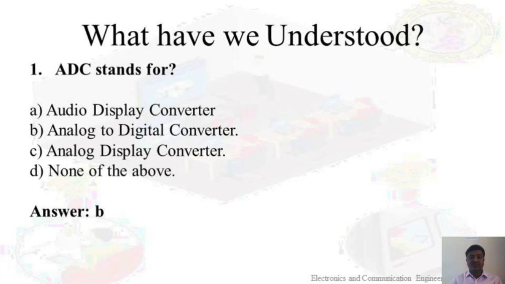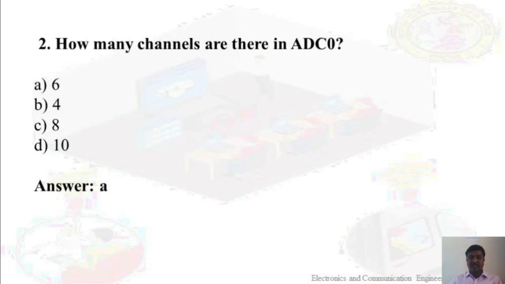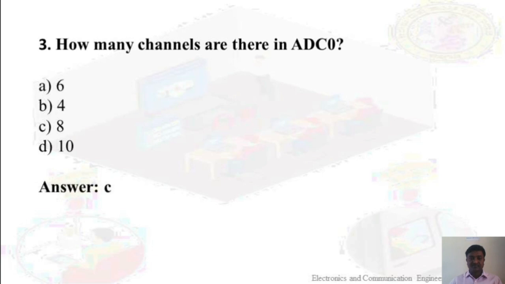ADC stands for, option B, analog to digital converter. Answer B is correct. Then how many channels are there in ADC 0? That is 6 channels are present. Answer A is correct. How many channels are there in ADC 1? That is 10.